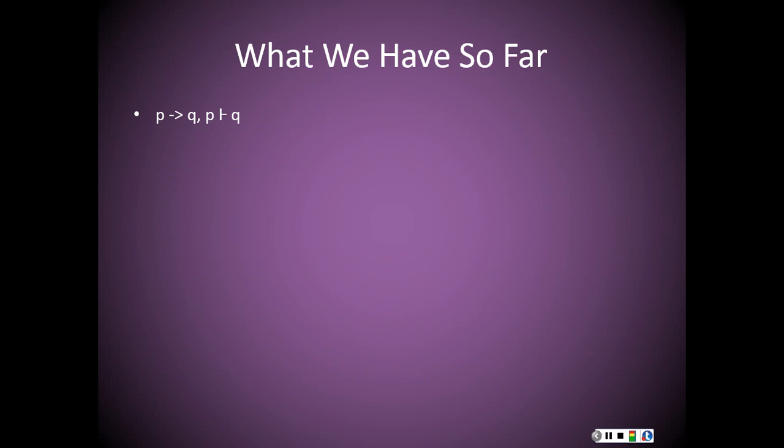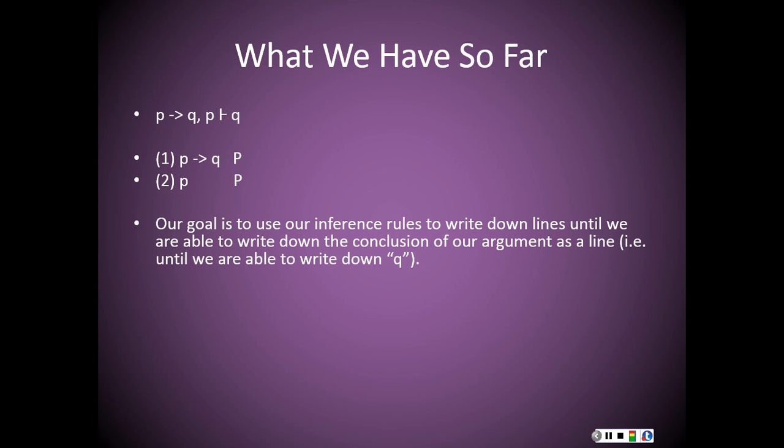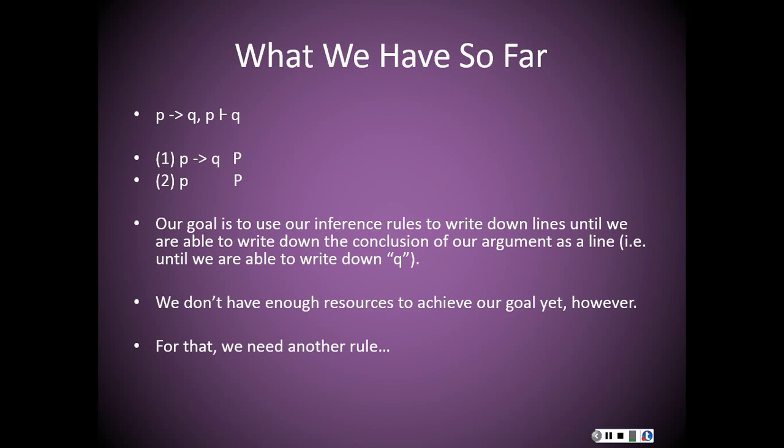Okay, so here's what we have so far. There's our sequent. We were able to write down 2 lines using the rule of premises. Now our goal is to use our inference rules to write down lines until we're able to write down the conclusion of our argument as a line. In this case, until we are able to write down Q as a line. We don't have enough resources to achieve that goal here yet, though. So for that we need another rule.